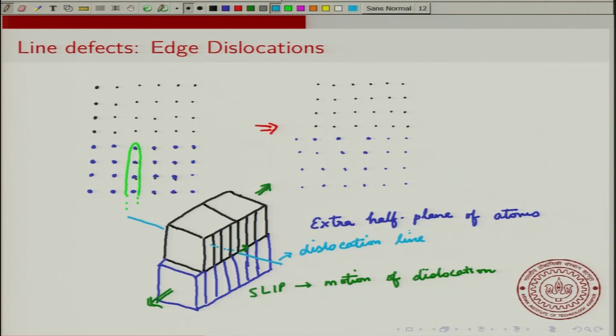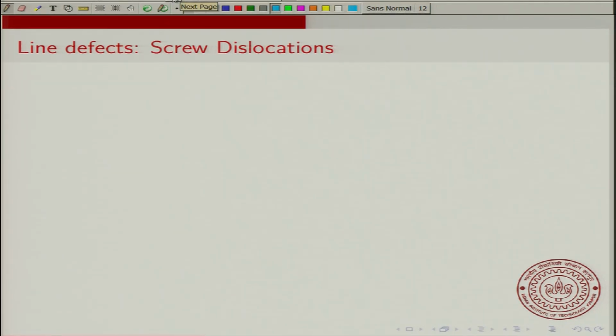Okay, and if it is a perfect edge dislocation, it will just be a straight line. Okay, it will be a straight line, and it will only terminate at the surface of the crystal. Okay, so it's a straight line for a perfect edge dislocation. Now the other kind of dislocation that is very common in materials is a screw dislocation. So screw dislocations can be visualized. Okay, they are also a kind of line defect, and it's easy to visualize them if you think in the following way.